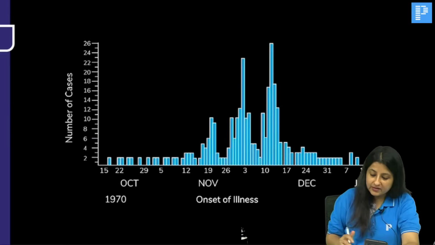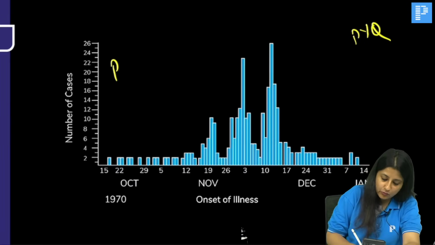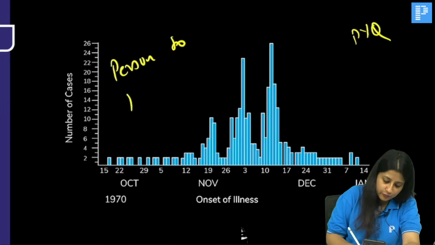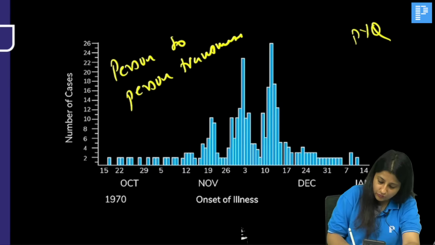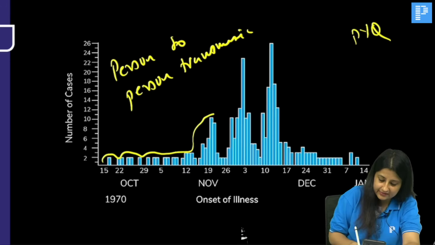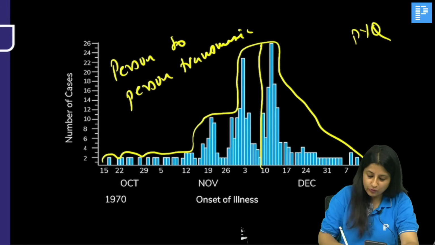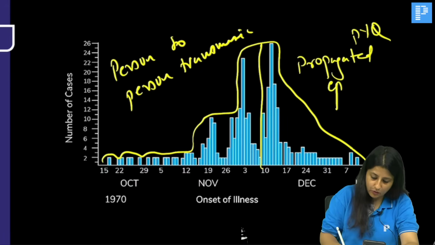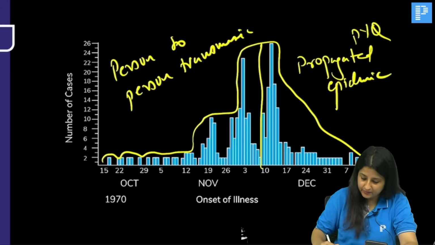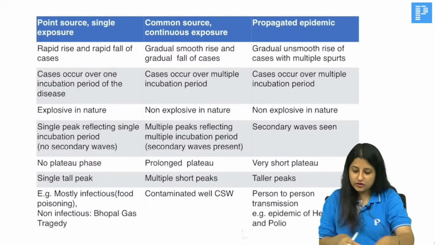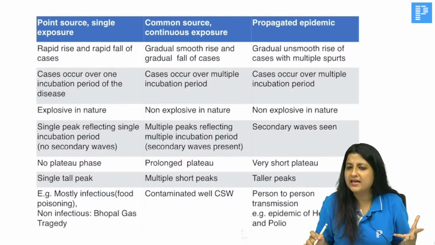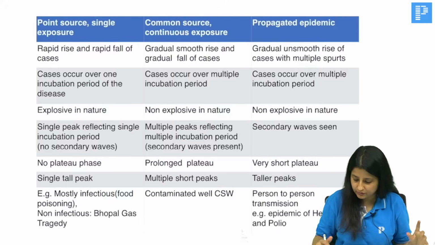But person to person transmission, which was a PYQ also, guys, this one, person to person transmission. Person to person transmission also occurs over more than one incubation period. It has a very tall peak, it has a very short plateau. This is propagated epidemic. What is this? This is your propagated epidemic, person to person transmission. The difference chart is here, epidemics of polio, hepatitis A. You can check this out, and you can also check it in the LRR PDF.